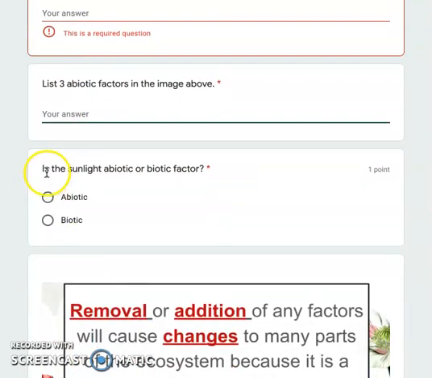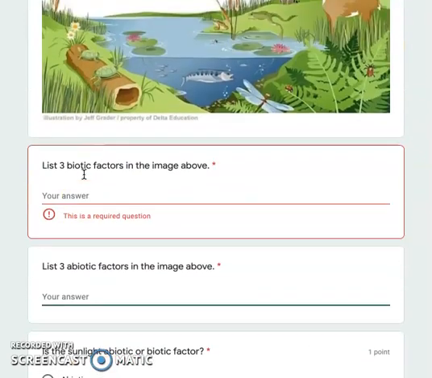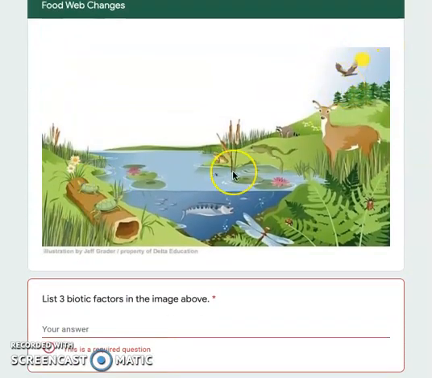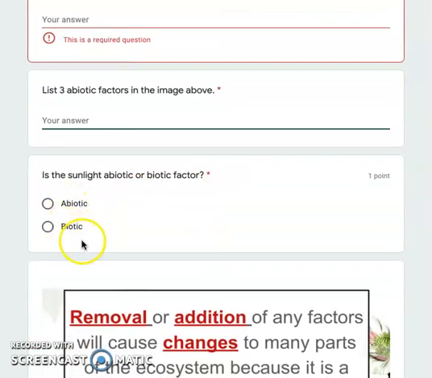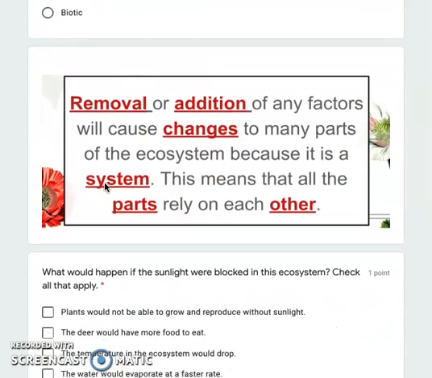The third question says: is the sunlight that's shown in this picture abiotic? Is that non-living, right? Or is it biotic, living? Go ahead and answer that question before we move on.